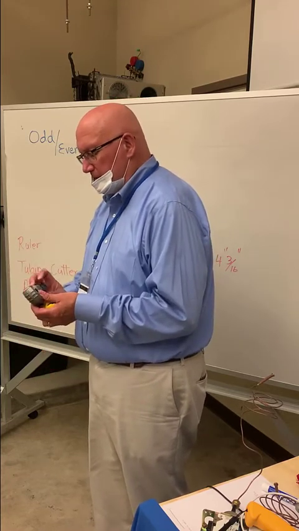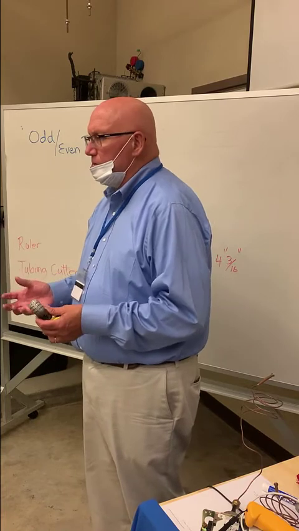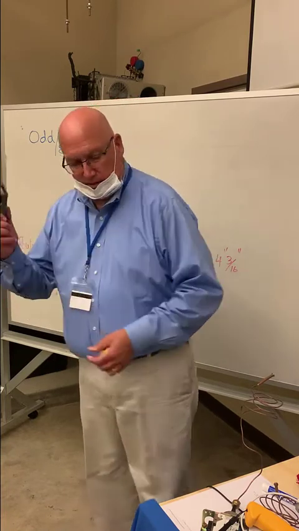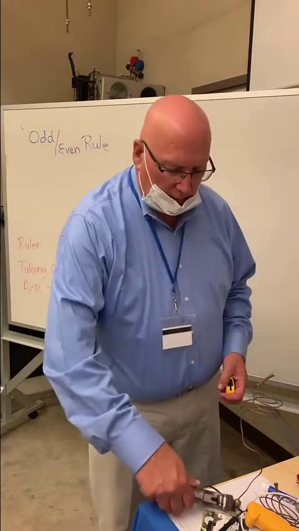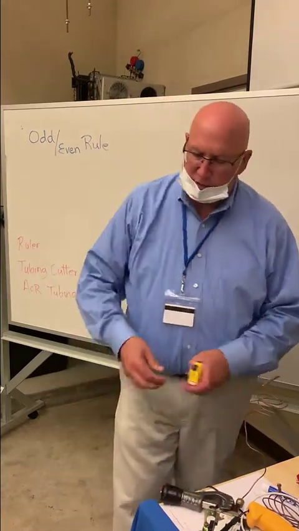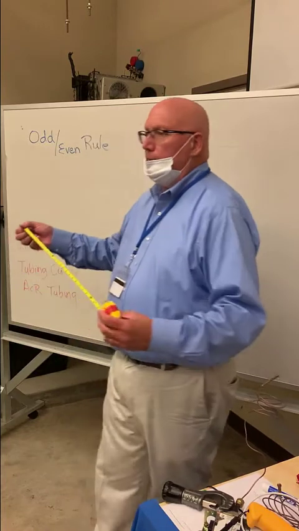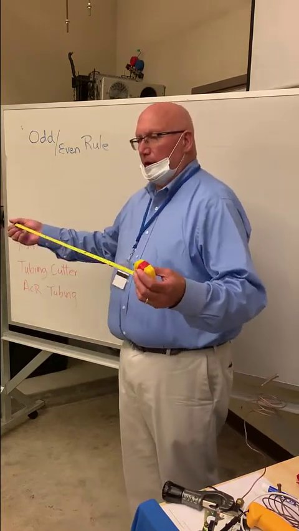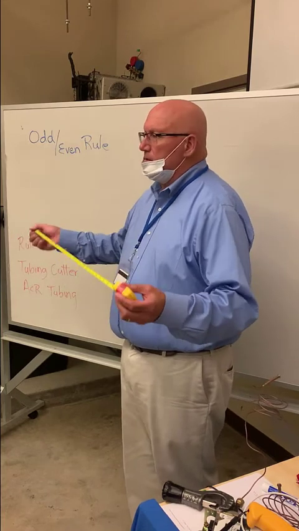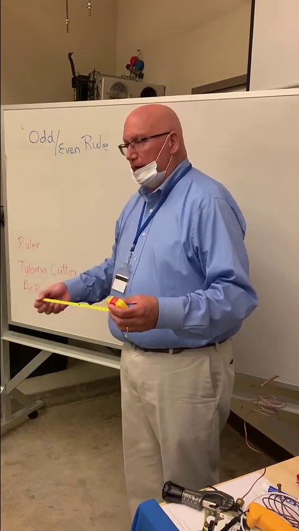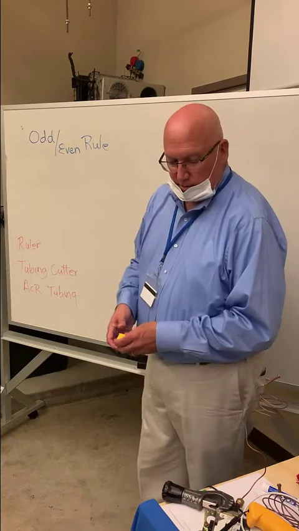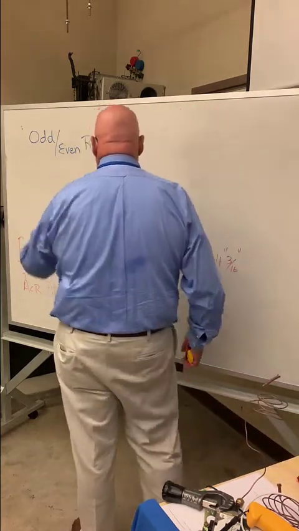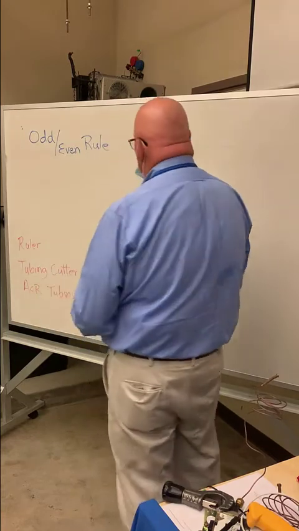And while this class is not about tools and tubing cutters, I thought we would introduce this tubing cutter while we introduce using the dreaded ruler, the thing that most techs don't like. So when we use this ruler, when we measure things, we're going to measure using what we call the odd over even rule. So what does that mean?